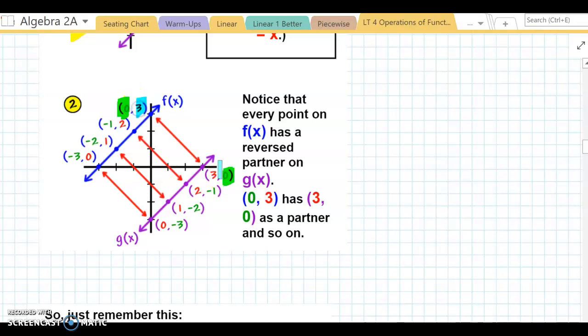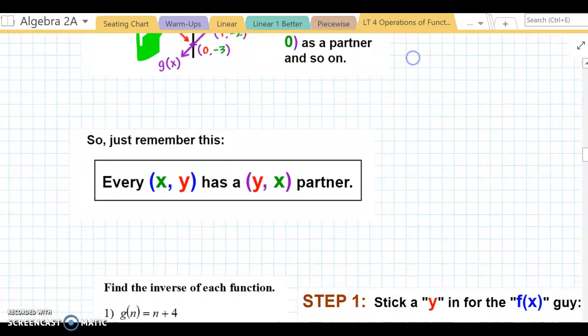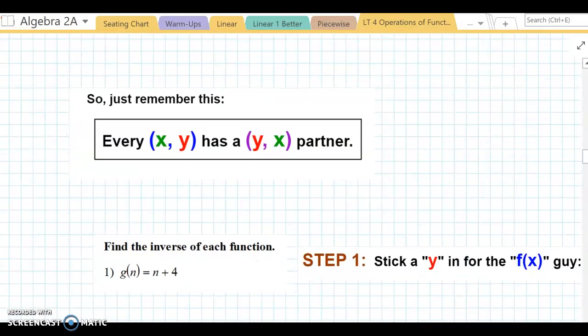And this is 3, but the x is 3. Same thing over here. You've got -1, 2, 2, -1. They are opposites of each other. So what it's going to look like is they're going to mirror each other on the opposite side of y equals x. Okay. So just remember, every x, y has a y, x partner.